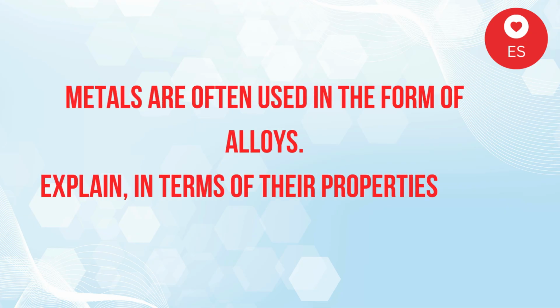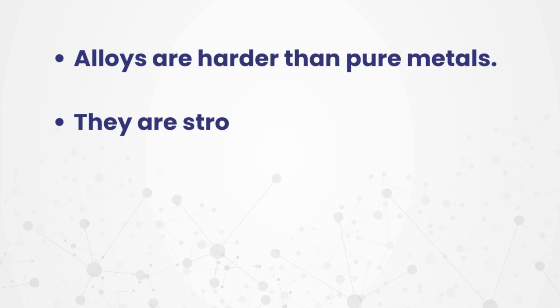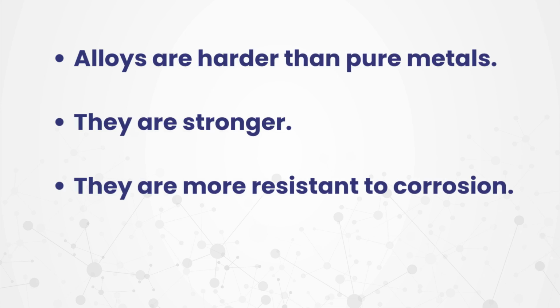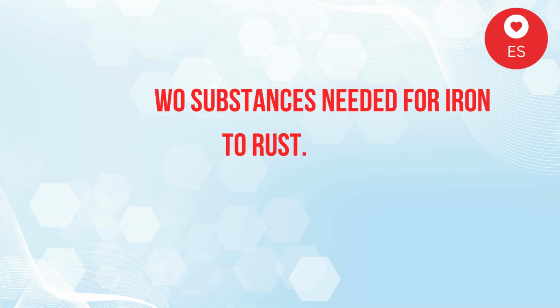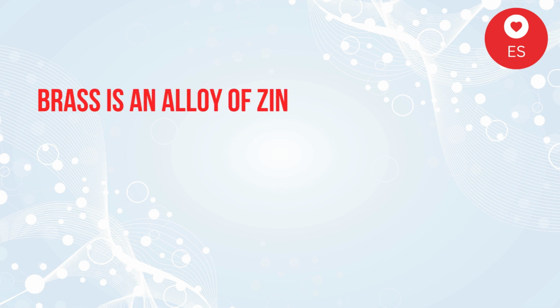Explain, in terms of their properties, why alloys are used instead of pure metals. Alloys are harder than pure metals. They are stronger, they are more resistant to corrosion. Name the two substances needed for iron to rust. Oxygen and water.